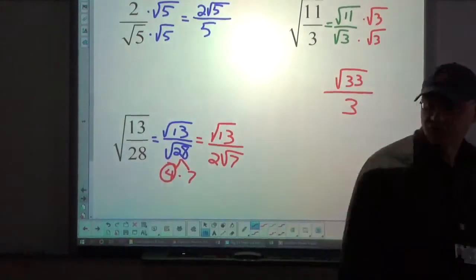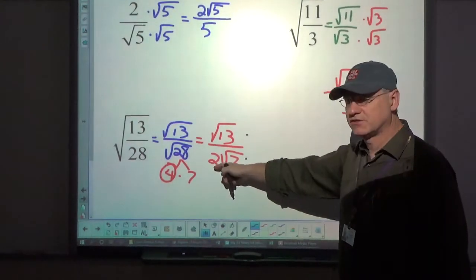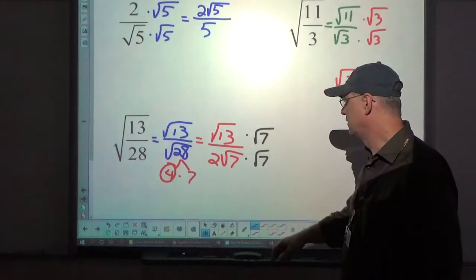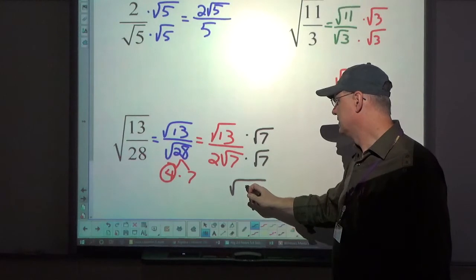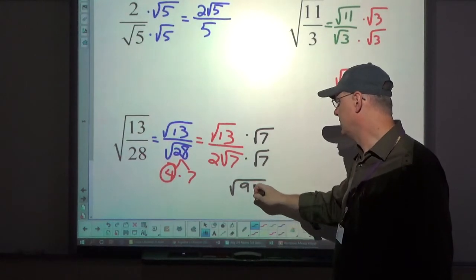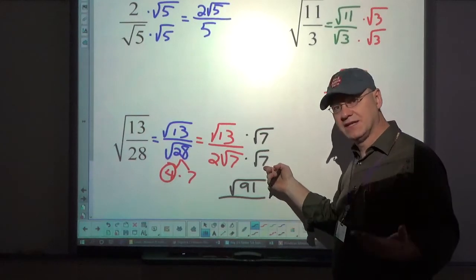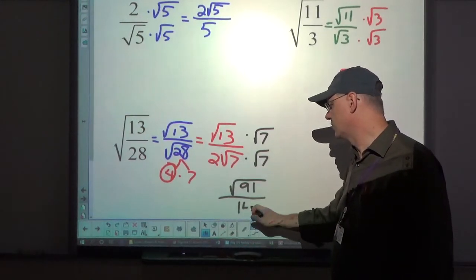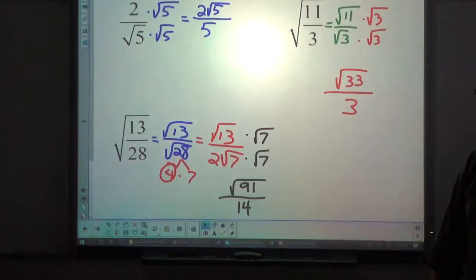Here's where I'm going to go for rationalizing. Now I don't have to multiply by the 2, just the square root of 7. So this gives me on top, when I multiply, 91 inside the square root. Square root of 7 times square root of 7 is the number 7, times the 2 is 14. And there's your answer there: square root of 91 over 14.